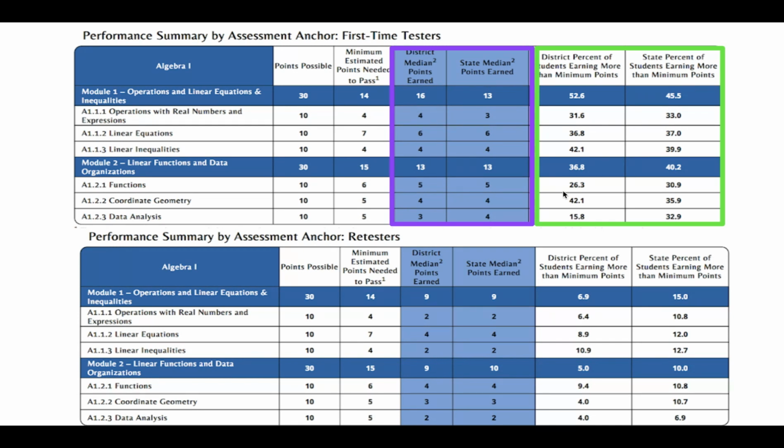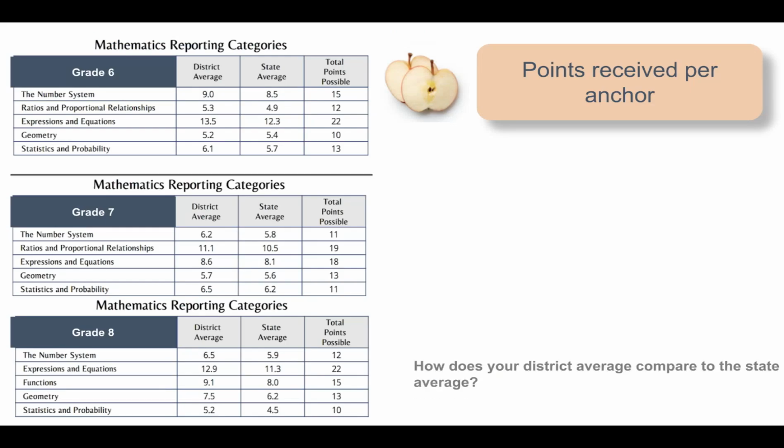Interesting. And functions, lower than the state. Coordinate, higher than the state. Data analysis, oh, look at that. The district percent of students earning more than the minimum points is at 15.8 compared to 32 for the state. Well, this certainly prompts more questions now that I have disaggregated the data and have started looking at our first-time test takers compared to our retesters.